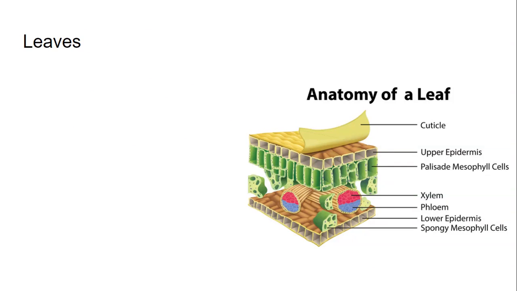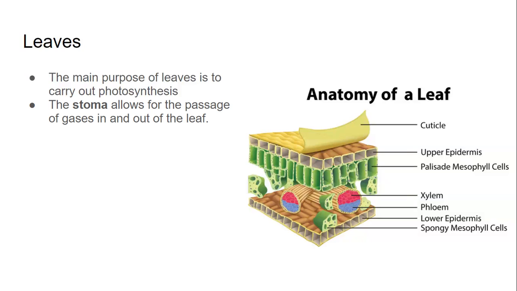Then we have leaves. So the main purpose of leaves is to carry out photosynthesis. That's the reason why leaves tend to be the greenest part of any plant. There's a number of different parts of the leaf that you will have to know. So first we have the stoma, or sometimes called the stomata, which is plural, which allows for the passage of gases in and out of the leaf.